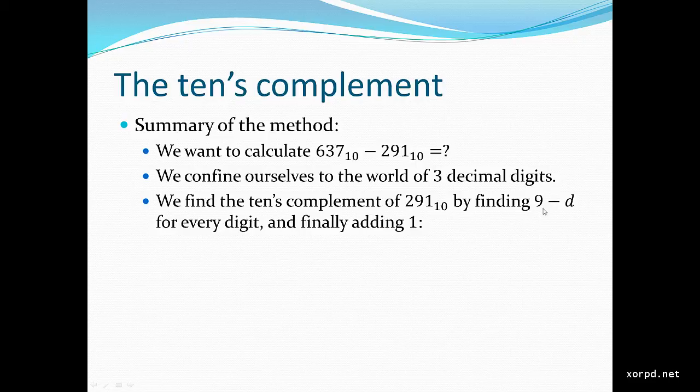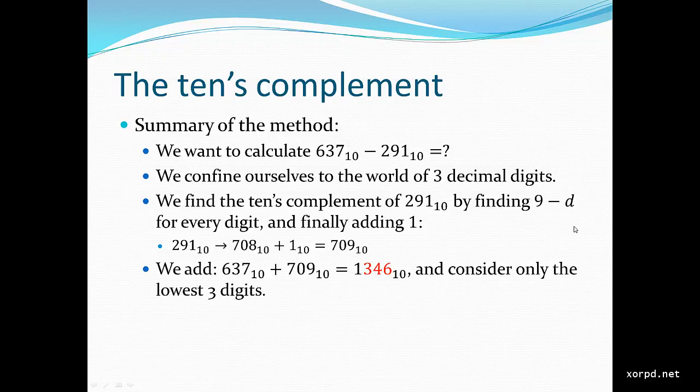We do it by finding 9 minus d for every digit d, and finally adding 1. So it looks like this. First, we convert every digit to its complement. 2 is going to be 7, 9 is going to be 0, and 1 is going to be 8. You can check that the sum of every 2 digits here is 9. 2 plus 7 is 9. 9 plus 0 is 9. And 1 plus 8 is 9. And eventually we add 1 to make sure that it is complement of 1000. And we get this number, which is the complement of 291 in base 10.